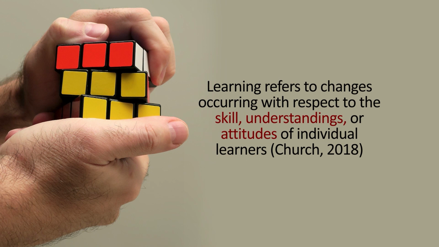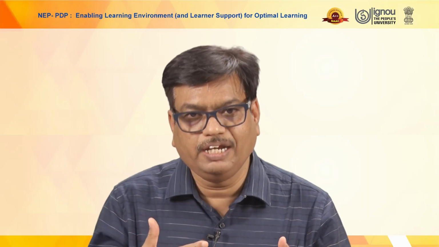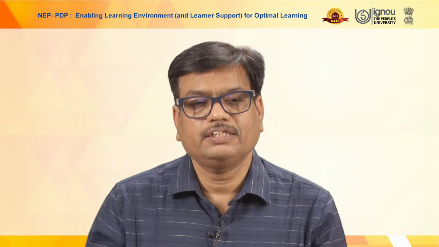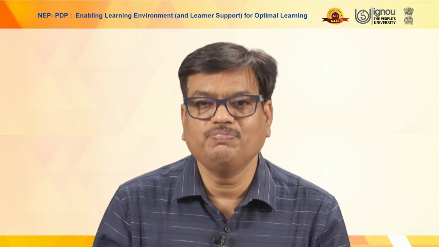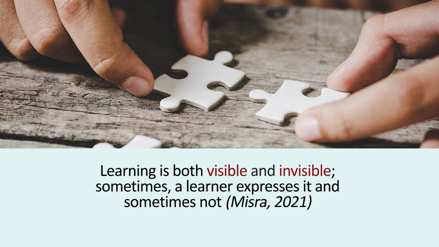Then there is another perspective, that learning refers to changes occurring with respect to the skill, understandings or attitudes of individual learners. Then another perspective is that learning involves understanding, relating ideas and making connections between prior and new knowledge. So, we are putting a relationship between what we already know and what we intend to know now. Then learning is counted in terms of relatively permanent behavior, but learning is a social activity as well. And learning is both visible and invisible. Sometimes a learner expresses it and sometimes not.